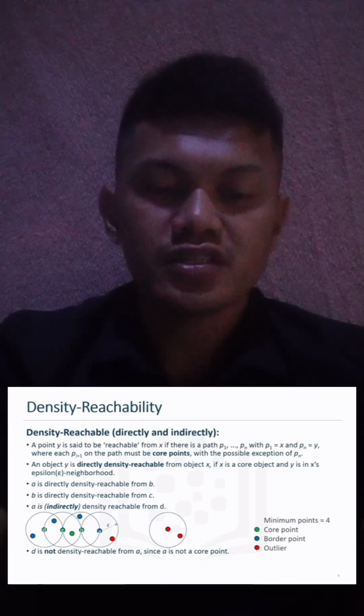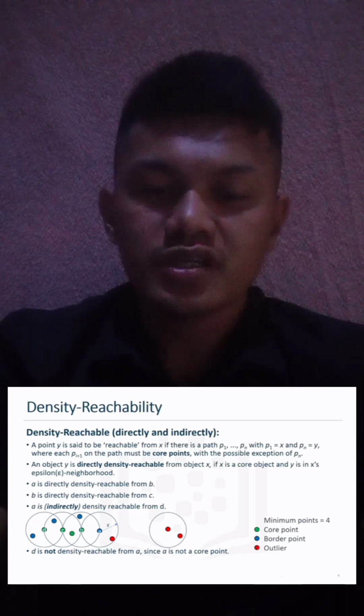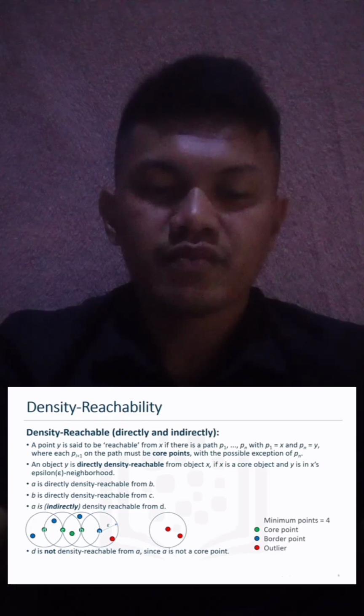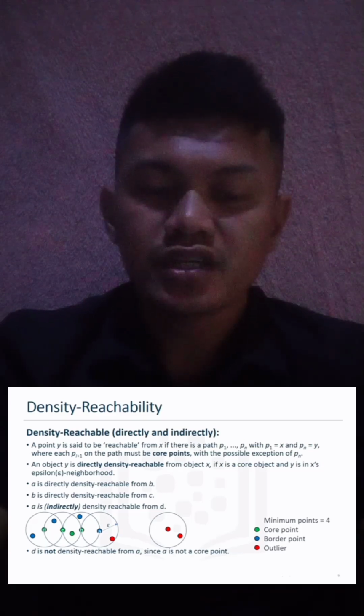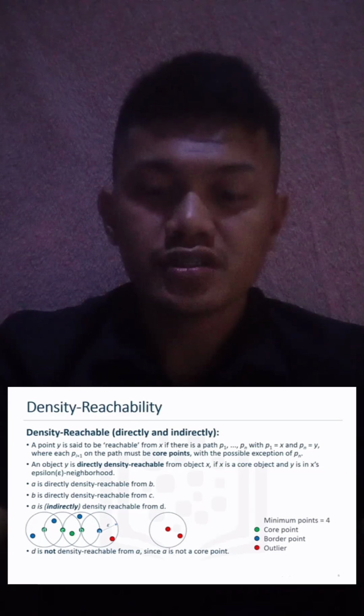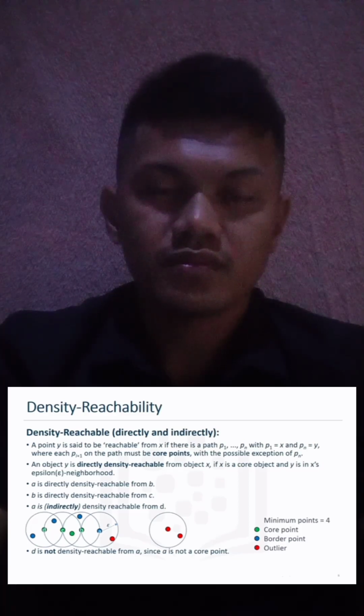A is directly density reachable from B. B is directly density reachable from C. A is indirectly density reachable from D. D is not density reachable from A since A is not a core point.